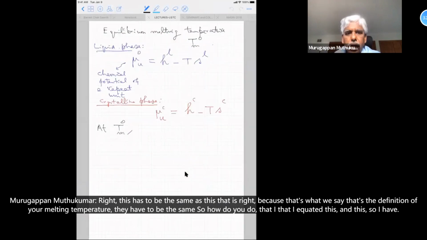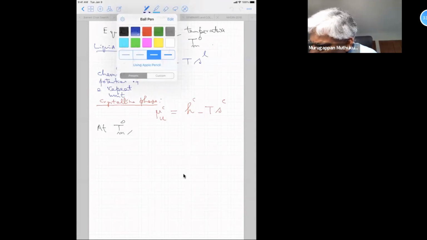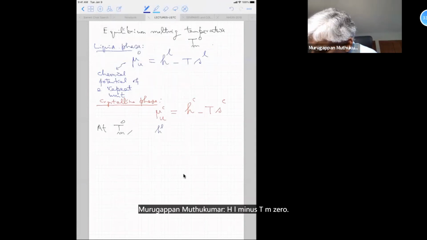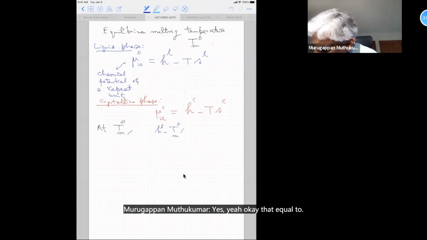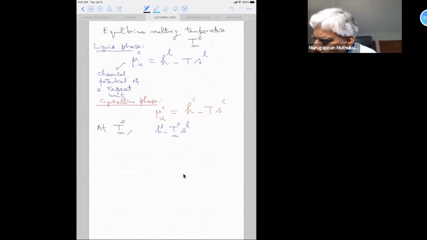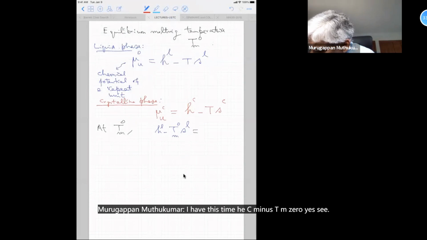So how do you do that? I equate this and this. So I have hL minus TM0 sL, that's equal to, I have this term, hC minus TM0 sC.